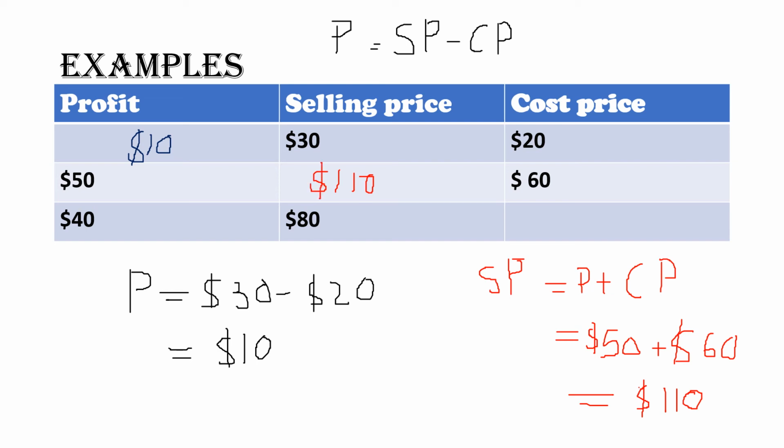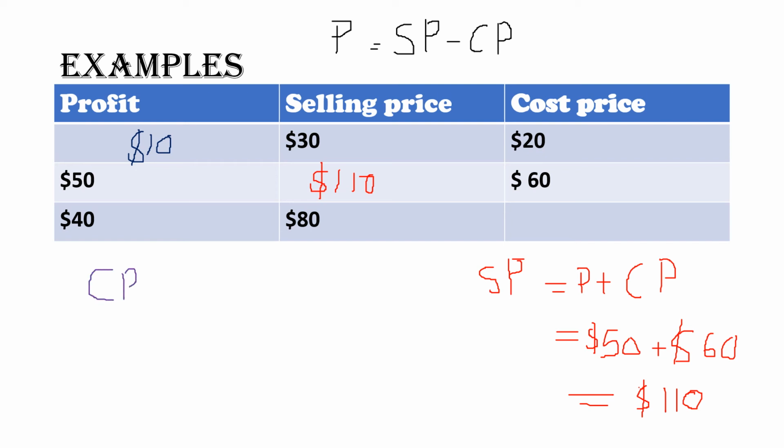And the last question. Allow me to erase this. For the last question, now they want us to find out what the cost price is. And for the cost price, remember, from the selling price formula, it's easy to get the cost price. We just have to get rid of the P over here. So my cost price, CP, will be equal to my selling price minus my profit. If I do that, I will get the cost price.